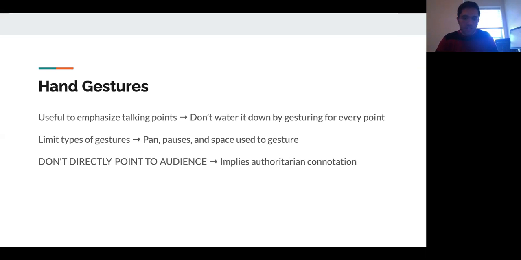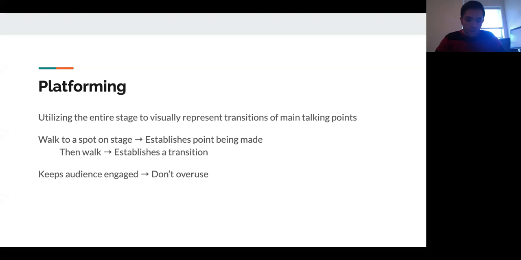For hand gestures, as I was implying, that's useful to emphasize talking points, but again, don't water it down by gesturing for every point. Limit the types of gestures you use. Don't use 50 of them when you can use 5 more effectively. Use pans, pauses, and space. Use the gesture. Don't directly point to the audience, as I said earlier. And you want to platform as much as possible.